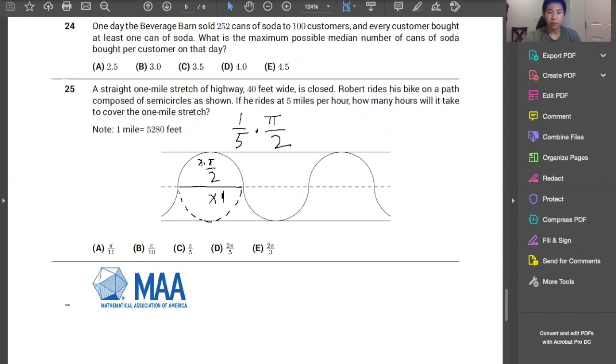I think this part might be a little bit confusing. Did everyone understand? Okay, well, so if we multiply these two, we'll get pi over 10. And so that's how long it'll take him to cover 1 mile.